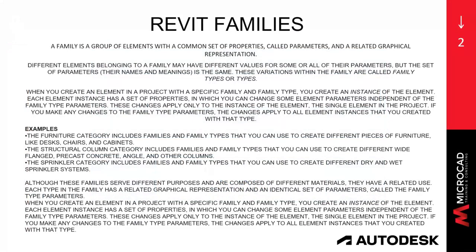Revit Families is defined as a group of elements with a common set of properties. And those properties we're going to call parameters. I'm going to spend some time, a long time talking about parameters, because if you need to understand families, you need to understand parameters. And then every family will have either a graphical 2D representation or a volumetric representation of what it represents in real life.